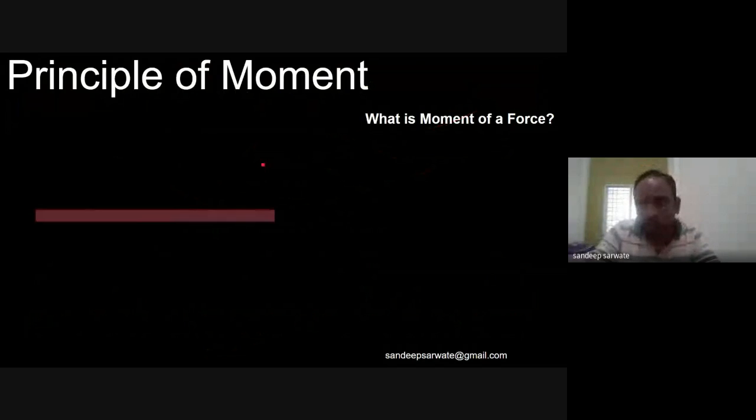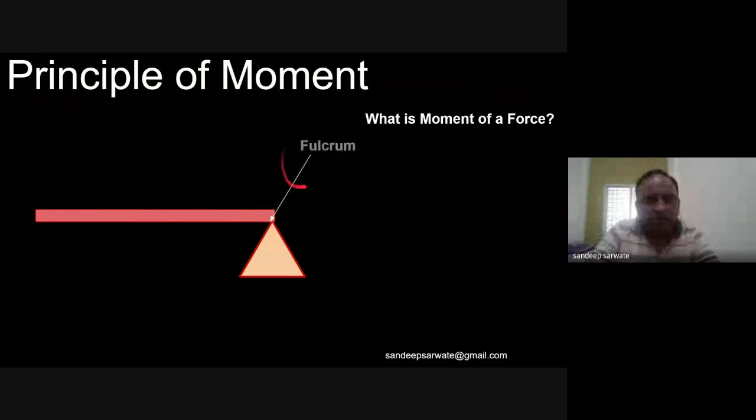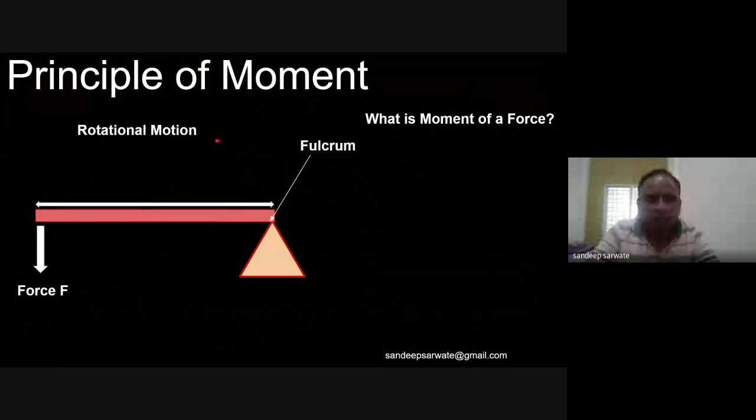To understand this, let us consider a rectangular bar which is fixed at one point, and this fixed point is called the fulcrum. And on the other free end of this bar, I'm applying a force F. Then the application of this force is going to produce a rotational motion in this rectangular bar. So the rotational effect produced by this force is called the moment of a force.